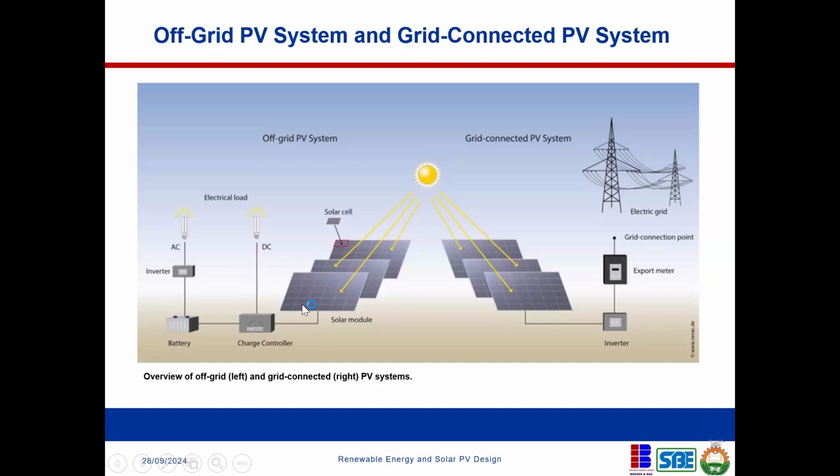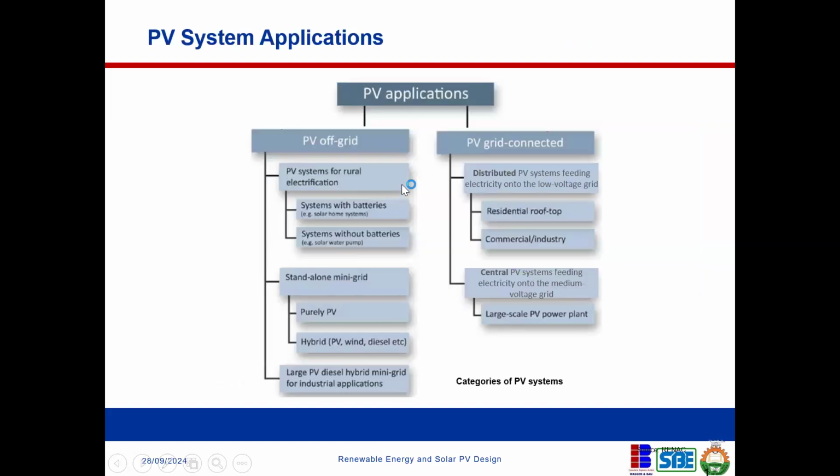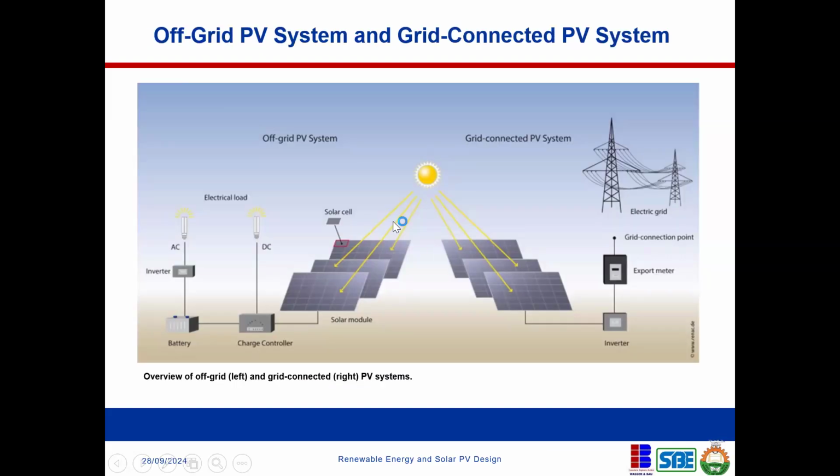But if that happens, you may also need a battery because of the fluctuating nature of the sun. Because of the fluctuating nature of the sun, it is likely that at some point the sun will go down, and there will not be enough supply to the inverter to power the load. Okay, and that's why in most cases you need a battery system.